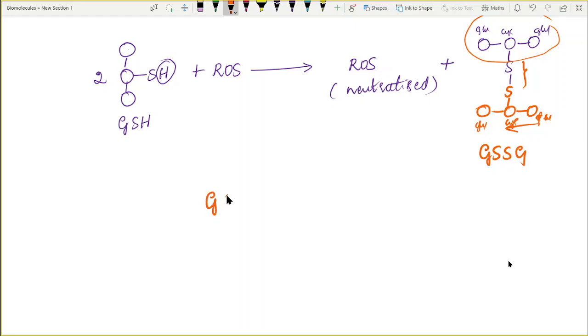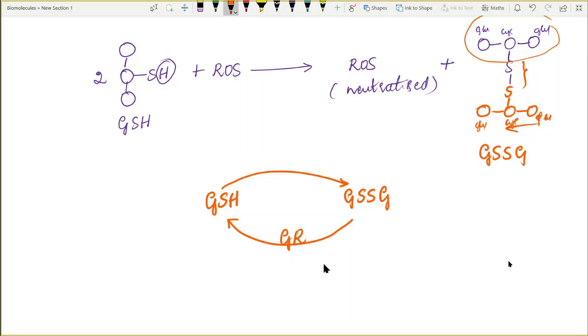So this GSH is nothing but the reduced form of the glutathione, and this GSSG is nothing but the oxidized form of the glutathione. Because our glutathione molecule is capable of switching between the oxidized form and reduced form, this oxidized form of the glutathione reverts back to its reduced form with the help of the enzyme glutathione reductase.